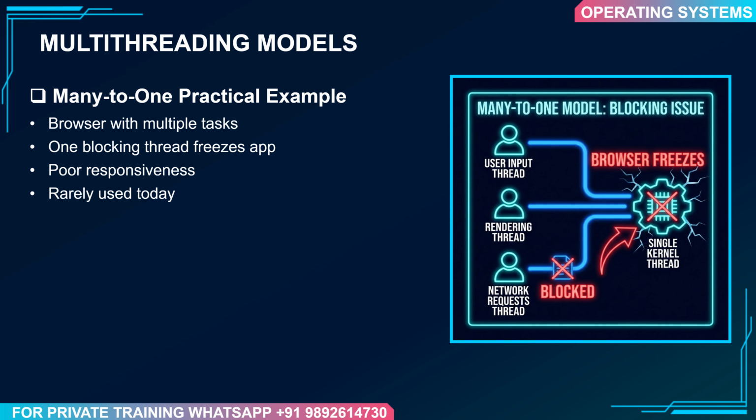To make this concrete, imagine a web browser using the many to one model. One thread handles user input, another handles page rendering, and another handles network requests. If the network thread blocks while waiting for data, the entire browser freezes. This is clearly unacceptable for modern interactive applications. Because of these issues, the many to one model is rarely used in modern general purpose operating systems, though it is still useful to understand conceptually.